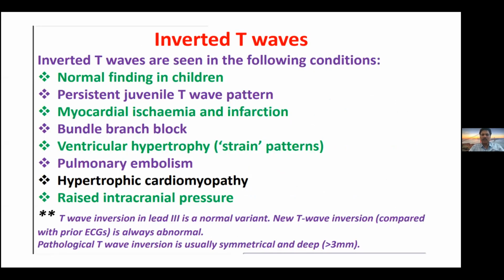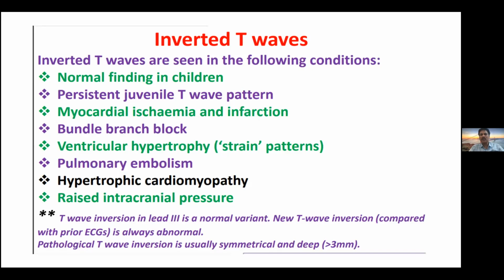So next we move on to the ischemic T, inverted T waves. Usually, because in the embryological stage, the right ventricle is equally dominant.